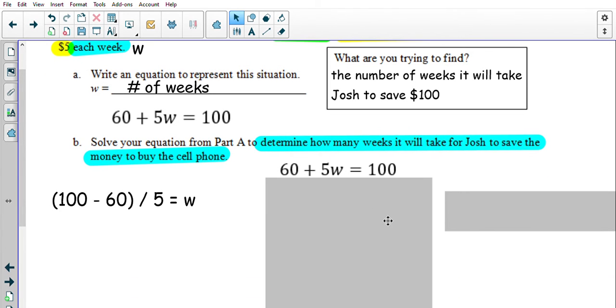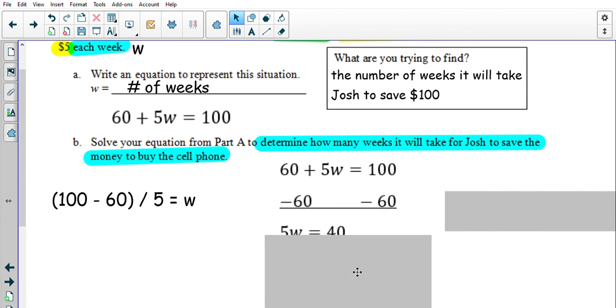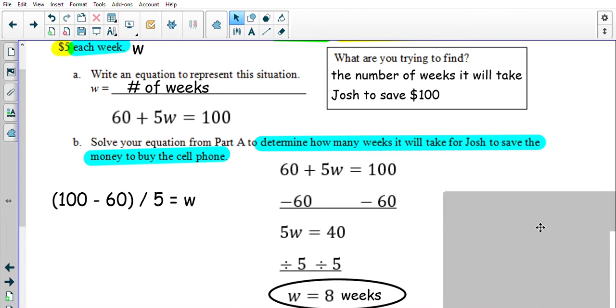The inverse of adding 60 is to subtract 60. That gets us 5W equals 40, which makes sense because if we subtract off what he already has, he has $60, so he still needs to save an additional $40 over the number of weeks. So we want to now divide both sides by 5 to figure out how many weeks it's going to take him to save that money.